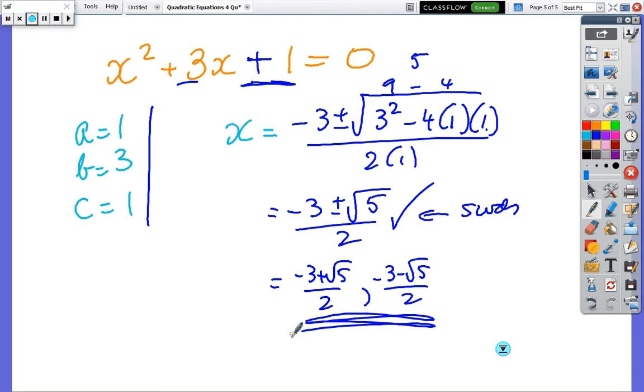But you can leave it like that, or you can leave it like that. It doesn't matter. The advantage in doing this is if you had to sketch the quadratic, the parabola, then these would give you the x-intercepts. But that answer up here is fine.